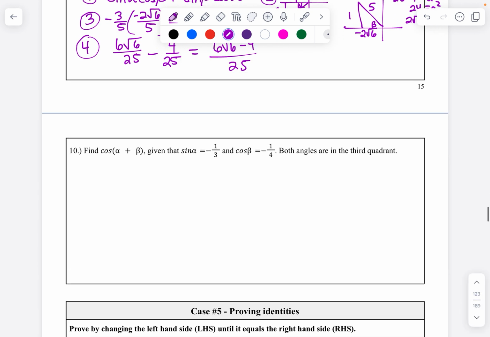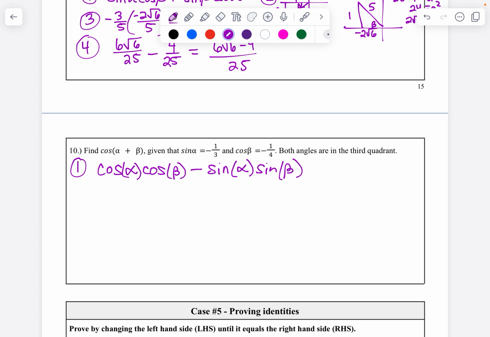All right, one more example here. So number 10, we've got cosine of alpha plus beta. So it will be cosine of alpha times the cosine of beta minus, since they're wanting the sum, and cosine's formula does the opposite. So minus sine of alpha times sine of beta.